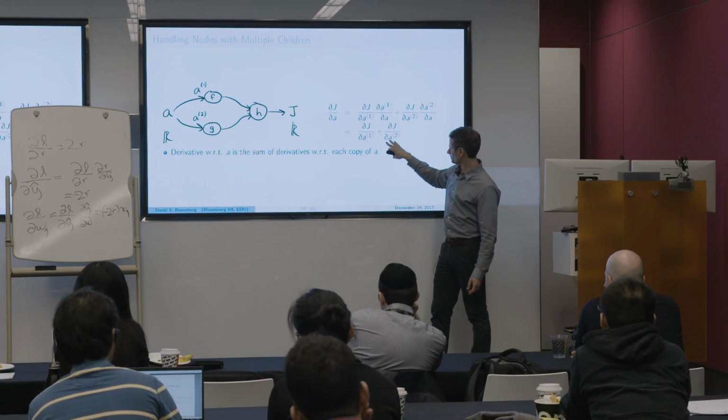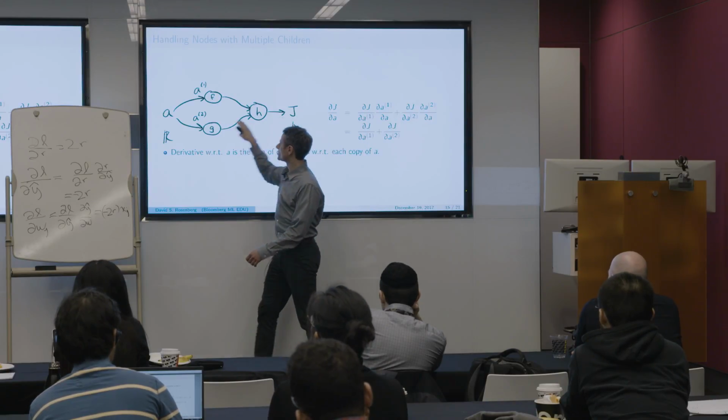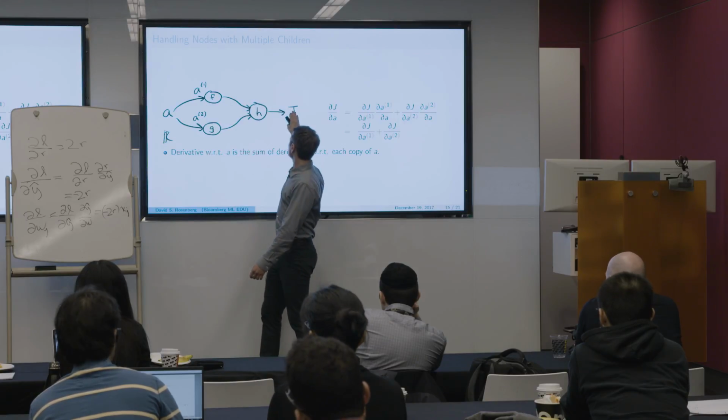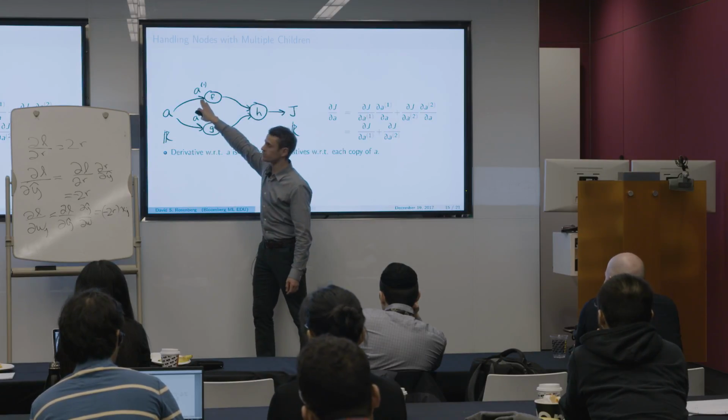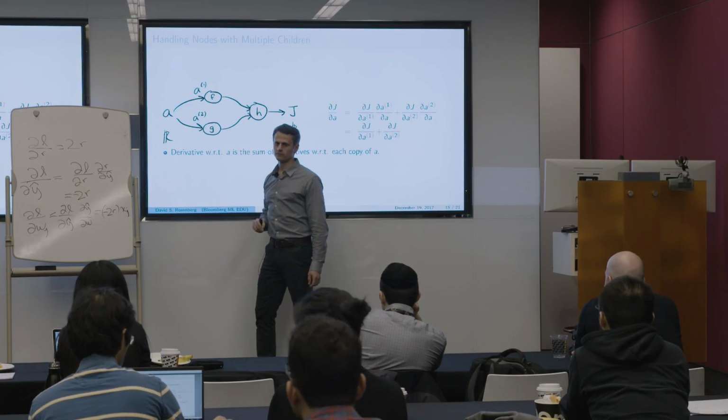And so we see that if you want to know what the derivative of J is with respect to A, we can look at the derivative of J with respect to the input to F, and the derivative of J with respect to the input of G, and we add them.